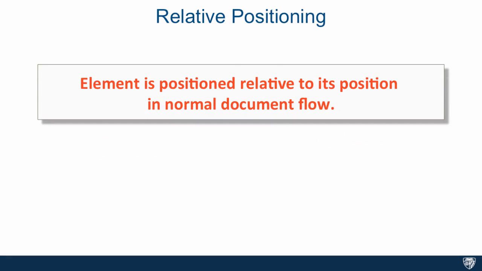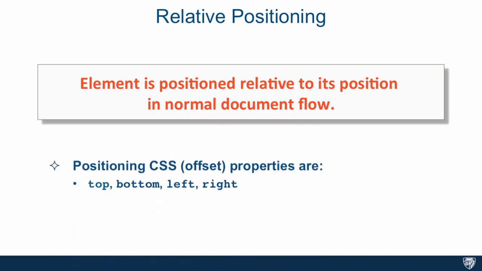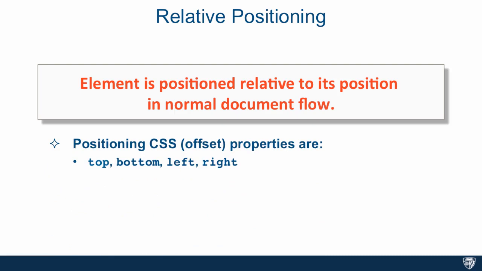A different type of positioning scheme is called relative positioning. When you apply position relative on an element, the element is positioned relative to its position in the normal document flow. In other words, if you were to apply offsets on that element, they will be offset from the original normal document flow position of that element. So the positioning CSS offset properties are top, bottom, left, and right. So when you position an element as relative, you're basically creating an anchor for the offset. So the element's top, bottom, left, and right edges become the boundaries from which you offset the element.